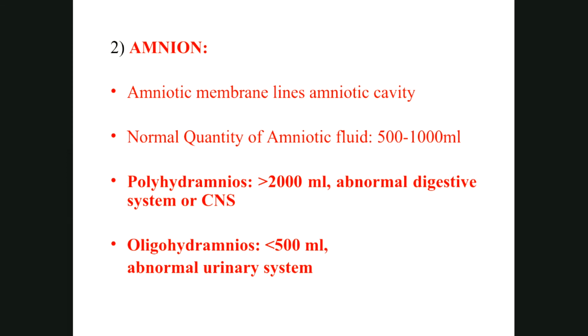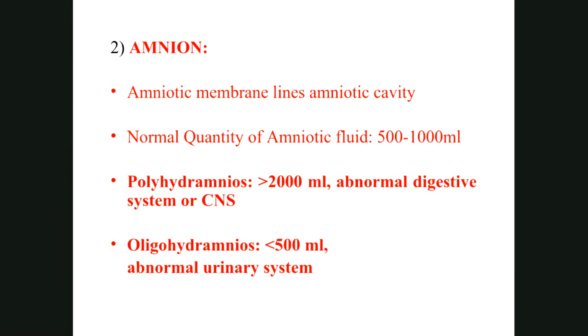If the fluid is less than 500 ml, then it is known as oligohydramnios, and it is suggestive of an abnormal urinary system. So an abnormal urinary system gives rise to oligohydramnios, where the amniotic fluid will be less than 500 ml. If there is abnormal development of the digestive system or the central nervous system, the quantity of the fluid will be more than 2000 ml or 2 liters. If it's more than 2 liters, it will be known as polyhydramnios.